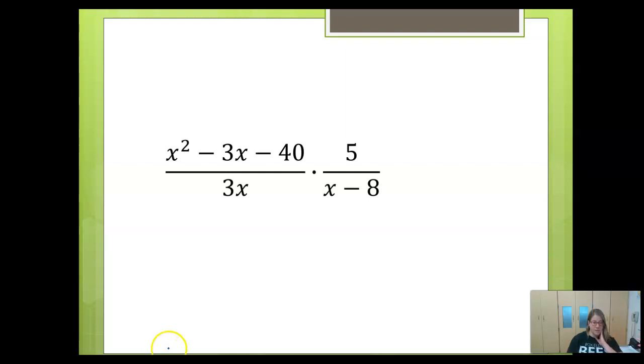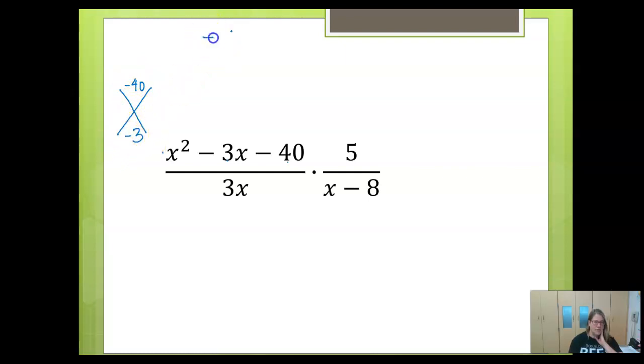Alright, so on this one, it looks like I need to factor. Remember, this quadratic can be put in factored form by using x factoring. So let's go ahead and do that. So a is 1, b is negative 3, and c is negative 40. So remember, in the top I need a times c, or 1 times negative 40, which is negative 40. On the bottom I have b, and b is negative 3.